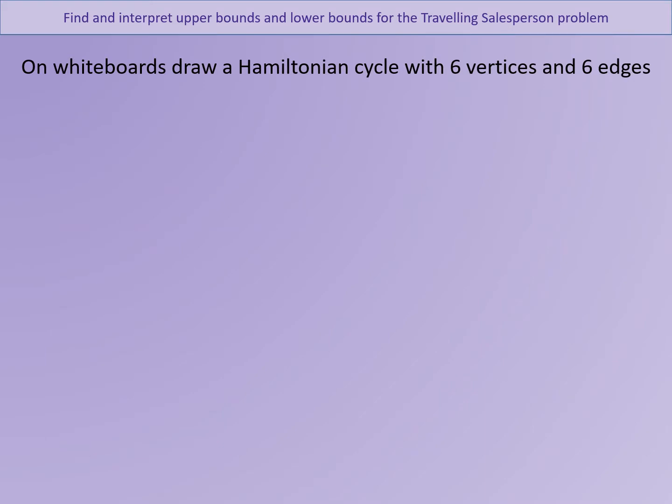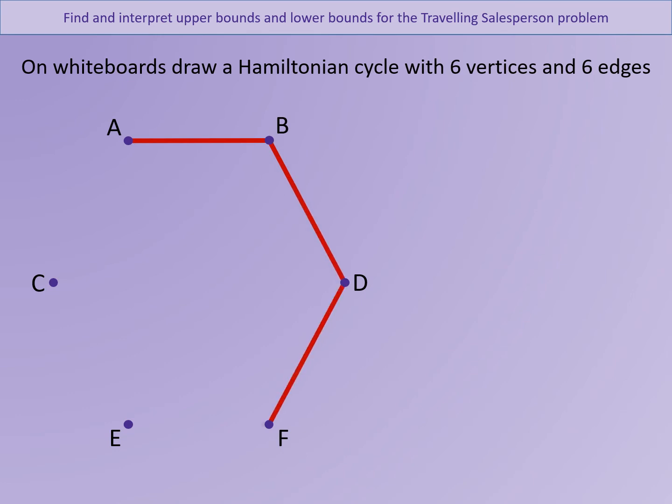We're now going to look for an algorithm that will find a lower bound for the optimum Hamiltonian cycle. So we're going to consider a cycle with 6 vertices and 6 edges, and we're going to look at how that cycle is made up. So this could be a Hamiltonian cycle with the vertices joined in a cycle as shown.